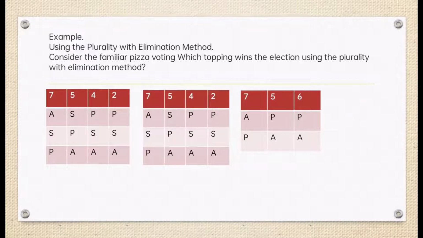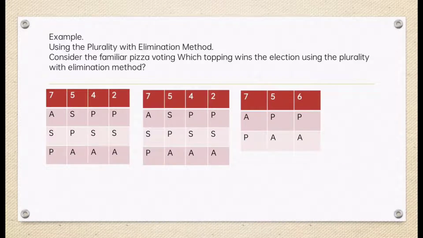Since there are 5 plus 7 plus 4 plus 2 equals 18 voters, we need 10 votes for a majority. None of the toppings has a majority of the votes, but M receives the fewest first-place votes. So M is eliminated, and all selections in each column below M move up 1, as shown in table 2.